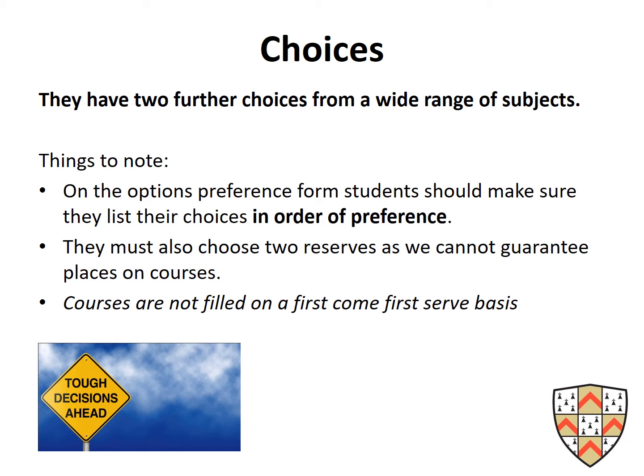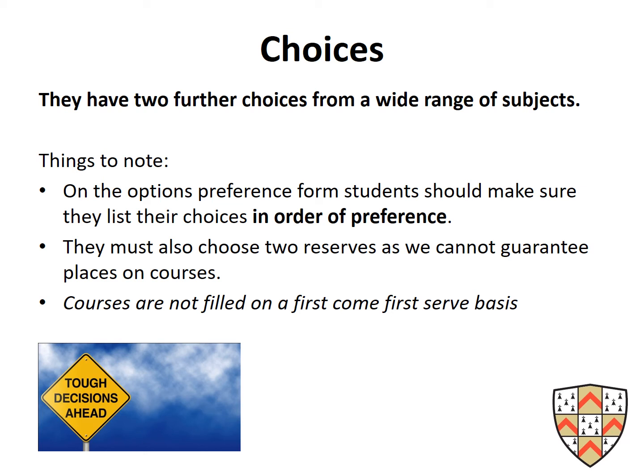So they have 2 further choices from a wide range of subjects. Things to know: on the options preference form, students need to make sure that they list their choices in order of preference. This is because in most cases I can give students exactly what they want. In a very small number of cases, 5 to 10%, there are clashes in the options and I have to make some other decisions. Knowing which is their most important GCSE is why I ask them to put them in order of preference.